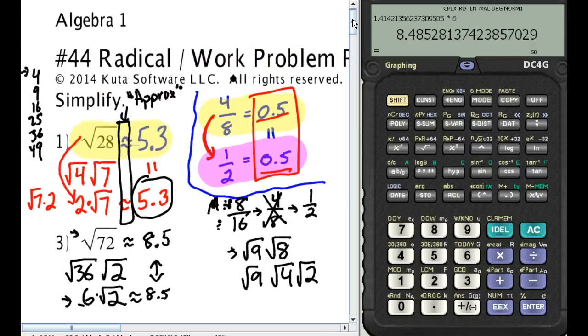I did 8 and 9, and I still got 8.5. Yeah, but you need to reduce it all the way. But I did the square root of 8 times 3, and I got 8.5. 8 times 3 is square root 24. No, square root of 8 times 3.